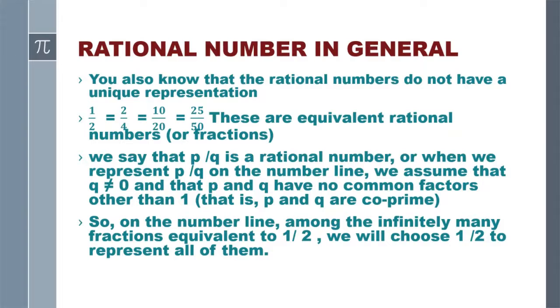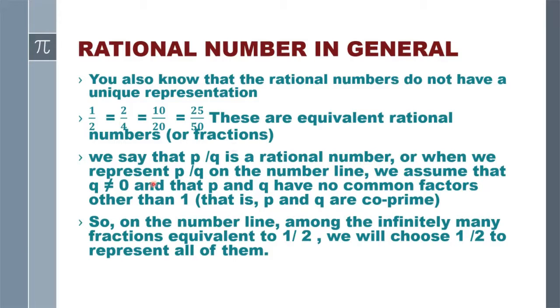Numbers in general. You also know that the rational numbers do not have a unique representation. How can we say that it does not have a unique representation? For example, if I take half, then its equivalent fraction is 2 by 4. Further, if I multiply this 2 by 4 by 5 in numerator and denominator, I get 10 by 20, an equivalent fraction. Similarly, 25 by 50 is also an equivalent fraction. So these are equivalent rational numbers. That is why half is not unique. These are its equivalent values.